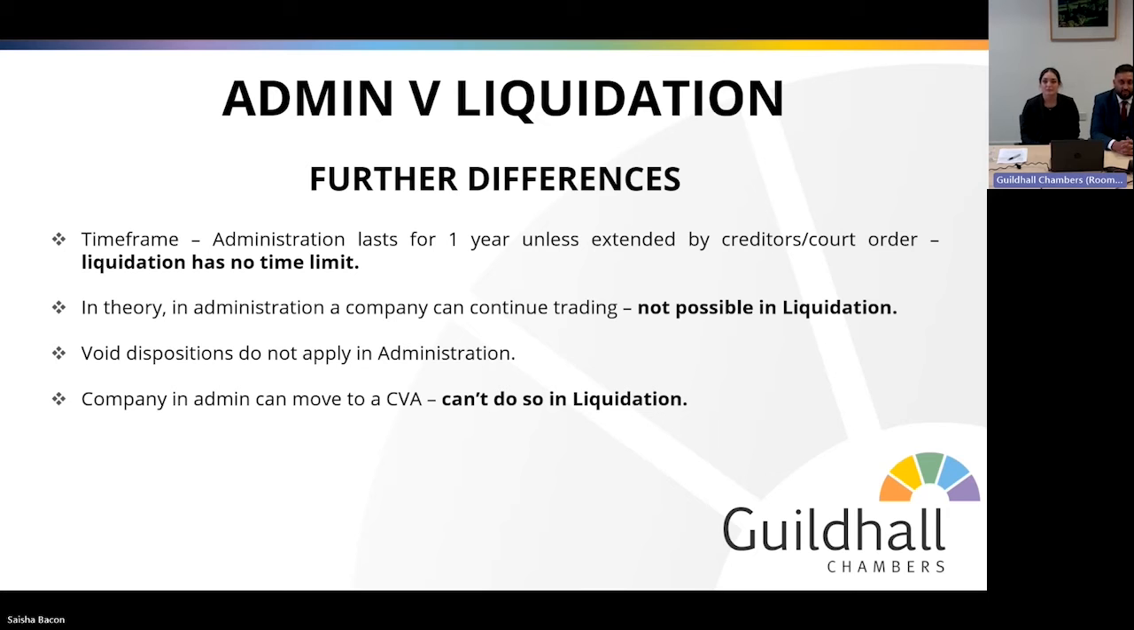Another practical difference is that void dispositions don't apply in administration. So void dispositions are simply where, if a winding up petition is presented against the company, any disposition, or to put it another way, any payment by the company in the event the court makes a winding up order is void unless it's validated by the court pursuant to obtaining a validation order. But that concept doesn't apply in administration. And of course, a company in administration can move to a CVA, and indeed that might form part of rescuing the company as a going concern, but you can't do that in liquidation.